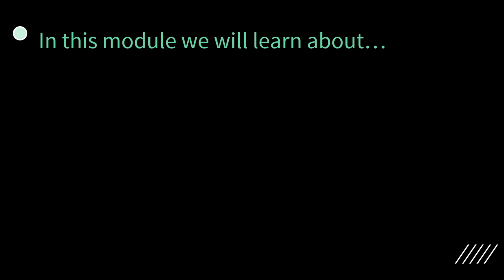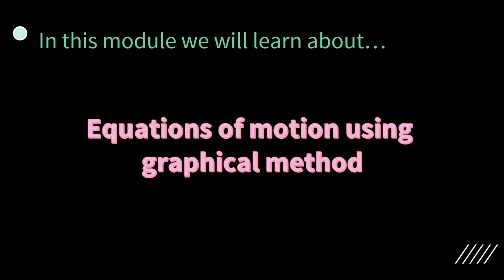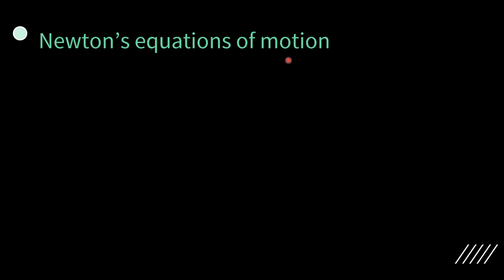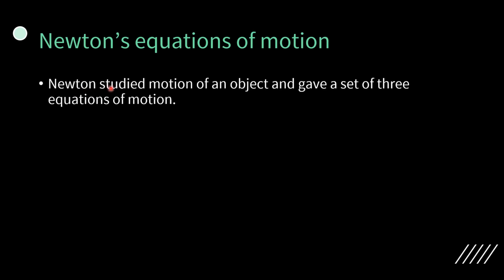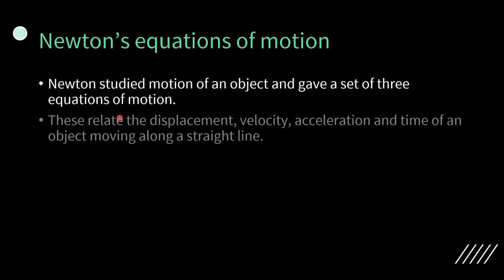In this module, we will be learning exclusively about the equations of motion using graphical method, how we are going to derive it. But before that, let us learn Newton's equations of motion. So Newton studied motion of an object and gave a set of 3 equations of motion. These relate the displacement of the moving object, its velocity, its acceleration and time of an object moving along a straight line.